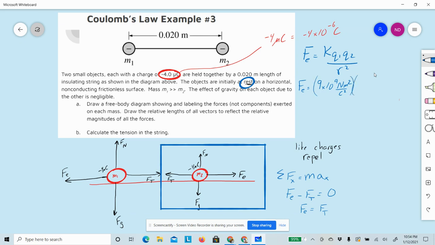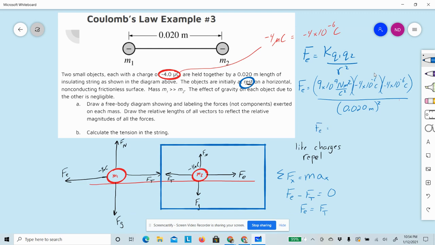Q1 is negative 4 microcoulombs, or times 10 to the minus 6th coulombs. Q2 is minus 4 times 10 to the minus 6th coulombs. In fact, if you want to get rid of the negatives, you can ignore the negatives, because in the reference tables we just really care about the absolute value of this. And then you divide all that by the separation between them, which is 0.020 meters squared.